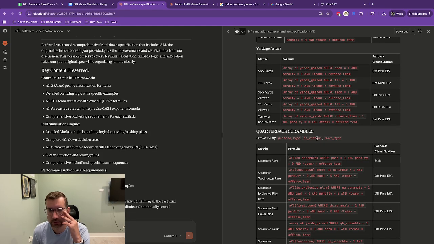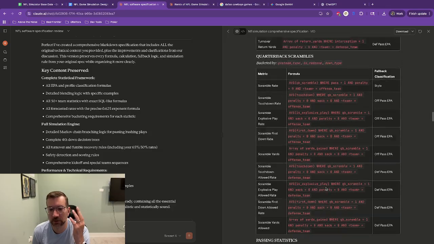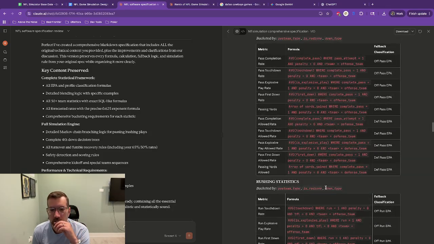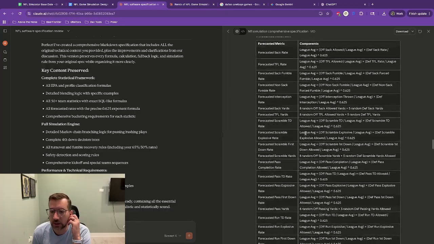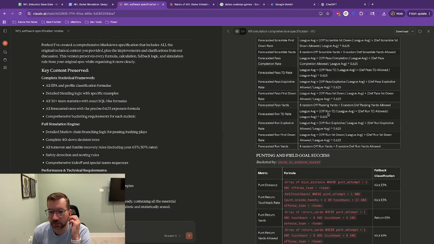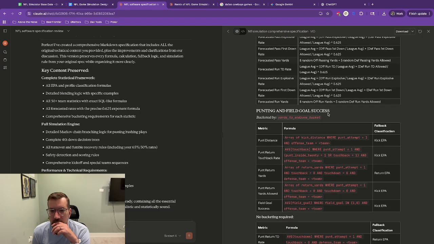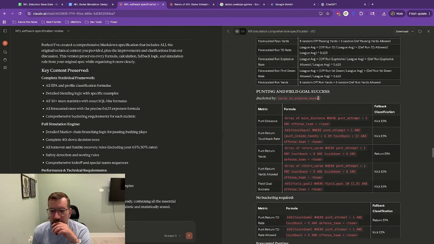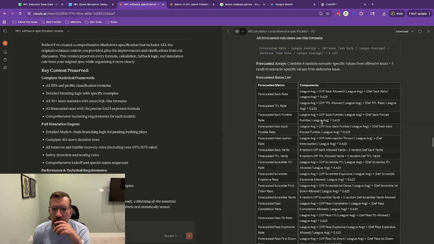Quarterback scrambles, pass statistics, very cool, very cool. Rushing statistics, that's nice. Forecasting formula, perfect. Combine 8 random specific variables from offensive team plus 5, cool. And then, yeah, all these look to be preserved. Punting and field goal success, awesome. It doesn't have the example there. Whatever.